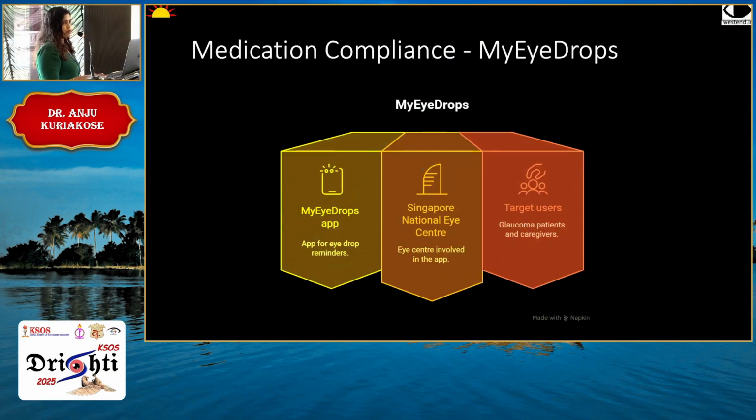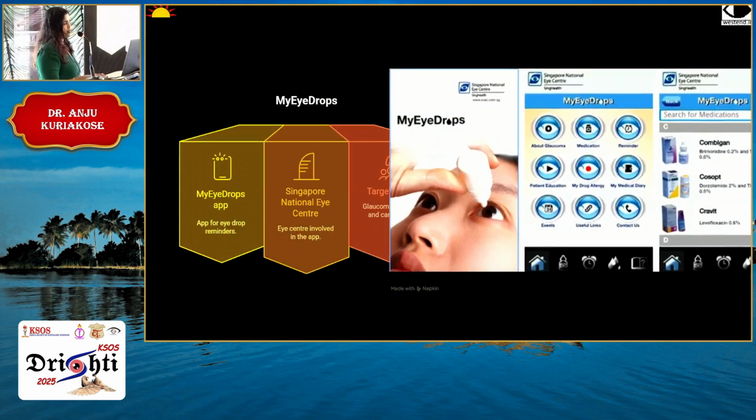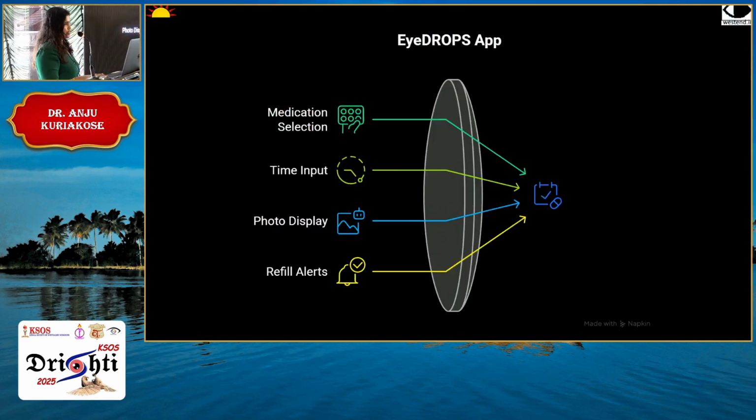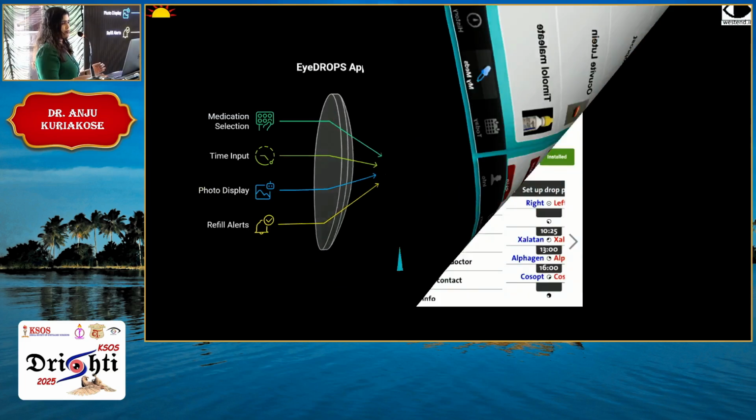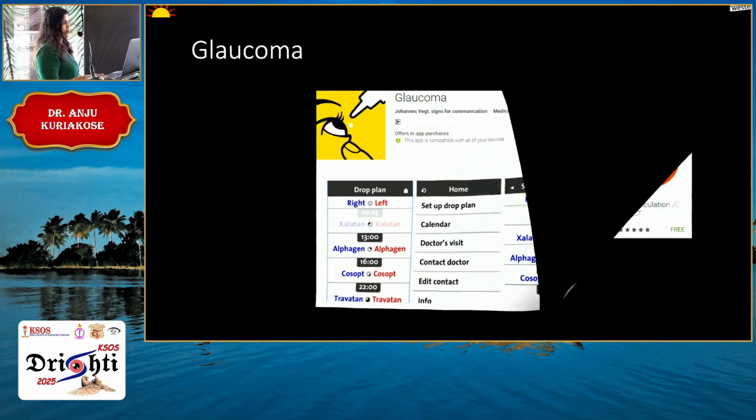Next is the most important one you can recommend for your patients, especially glaucoma patients, that is medical compliance with eye drops. My Eye Drop is one app developed by the Singapore National Eye Centre, which targets especially glaucoma patients and their caregivers. Next is the Eye Drops app, which has medication. When glaucoma patients have multiple medicines, you can select the medicine, the time of input, a photo display of the sample medicine, and refill alerts also. Next is again a glaucoma app for medical compliance.